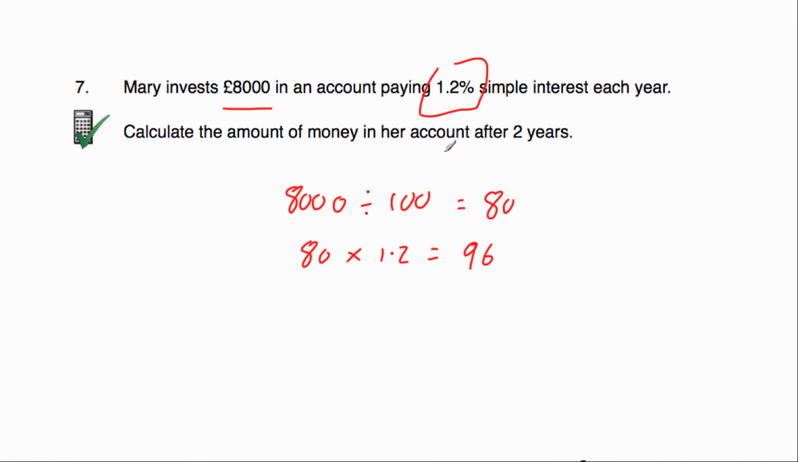And she invests the money for 2 years, so we're going to do 96 multiplied by 2, and that'll tell us how much money she earns in interest. So 96 times 2 would be equal to £192. So that's how much interest Mary earns.